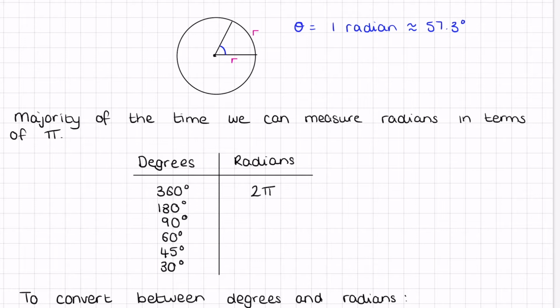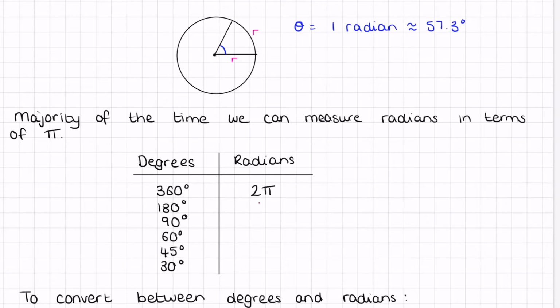So 360 degrees actually equals 2 pi, which means 180 degrees would be half of that, which would just be pi. 90 degrees is half of 180, so pi on 2. 60 degrees would be pi on 3, 45 degrees, pi on 4, and 30 degrees, pi on 6.